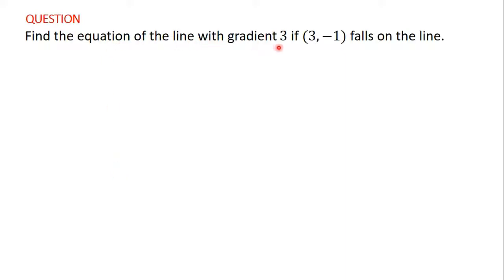Find the equation of the line with gradient 3 if 3, minus 1 falls on the line. So the point 3, minus 1 falls on the straight line and the straight line has a gradient of 3. The question wants us to find the equation of the straight line. We have learnt that to find the equation of the straight line, we are going to use the formula y minus y1 is equal to m into bracket x minus x1, where m is the gradient of the straight line and x1, y1 are the coordinates of the point that falls on the straight line.